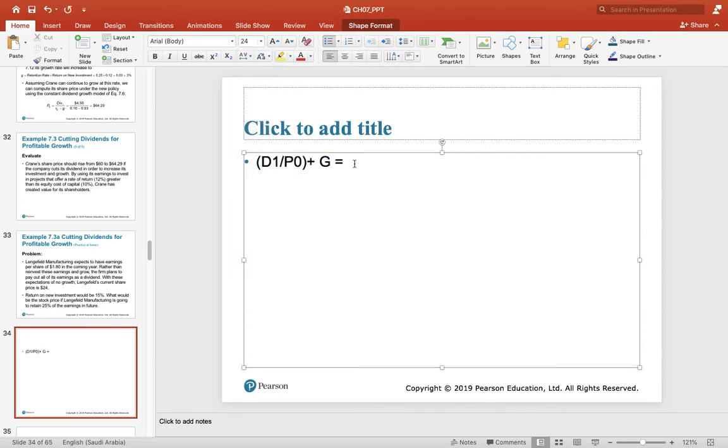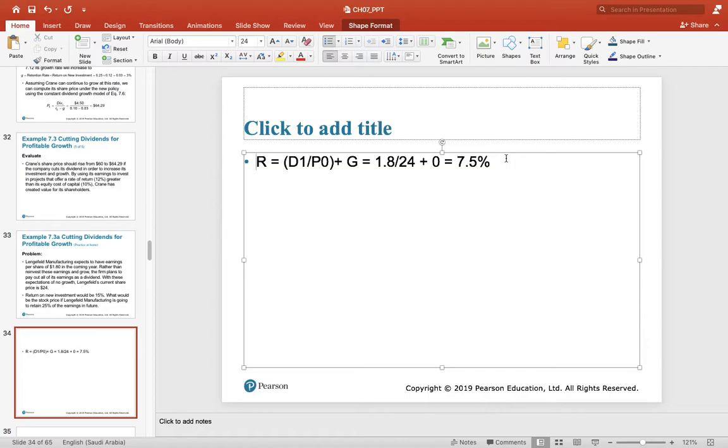How much? 1.8, the dividend, divided by P0, given in the question, 24, plus growth is 0, given in the question, is equal to how much? It is 7.5%. This will be the cost of capital for Longfield. So R of Longfield is equal to 7.5%.